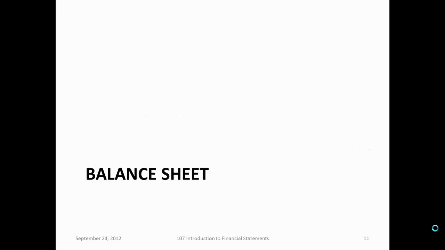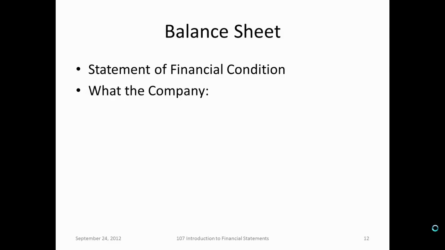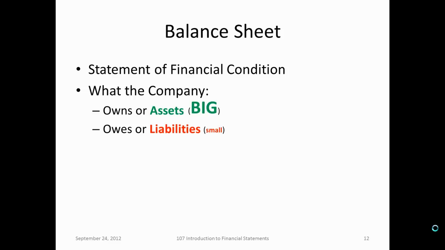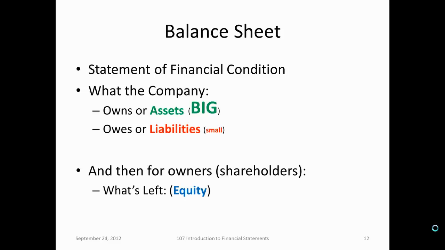Now to the balance sheet. The balance sheet, also known as the statement of financial condition, basically tells you how much a company owns, or its assets, which we hope are big, and how much it owes, or its liabilities, which we hope are small. The difference between what it owns and what it owes is its equity, also commonly called net assets, stockholders' equity, or net worth. The balance sheet provides investors with a snapshot of a company's health as of the date provided on the financial statement.